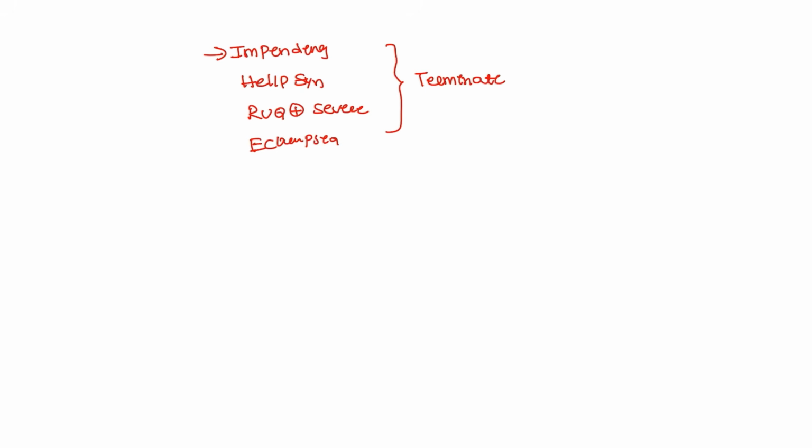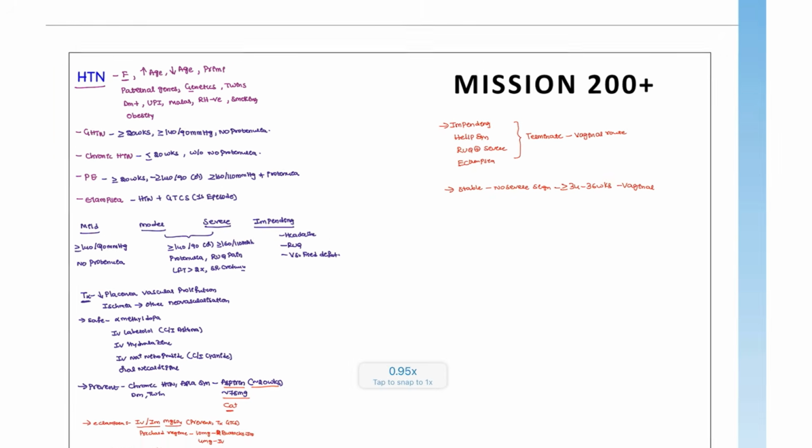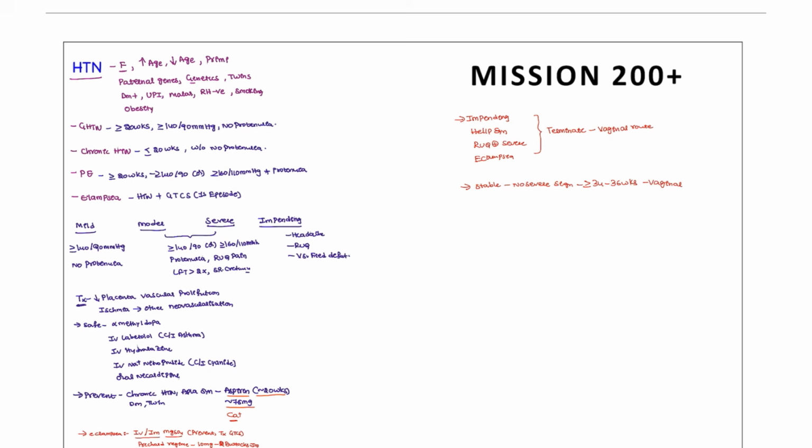Terminate the pregnancy, regardless of the gestation. And what is the preferred route? Vaginal. The vaginal route is the preferred one that we have to follow. And if the patient is stable and has no severe signs, then we can wait until 34 to 36 weeks of gestation, and here also probably vaginal delivery only. This is preferred for the patient who is diagnosed with hypertension, right? So this is how we are going to proceed for this patient, and these are some of the important points that you have to remember.